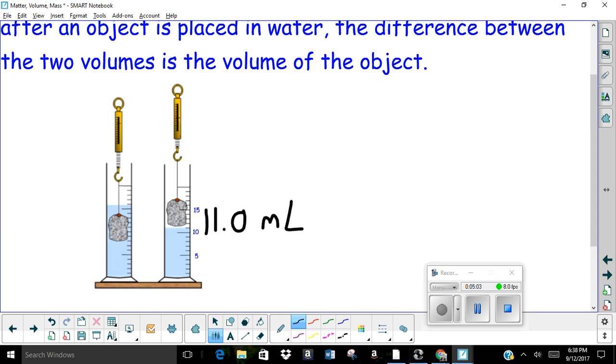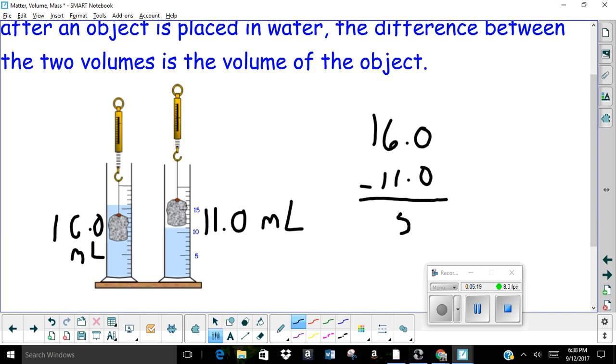Afterwards, we'll say that it's about 16.0 milliliters. To find the volume of this weird shaped rock, I take 16.0 minus 11.0, and I find that the rock has a volume of 5.0 milliliters. Again, note that I went to the 10th spot here because I can estimate halfway in between each line on the graduated cylinder. That's finding volume using displacement.